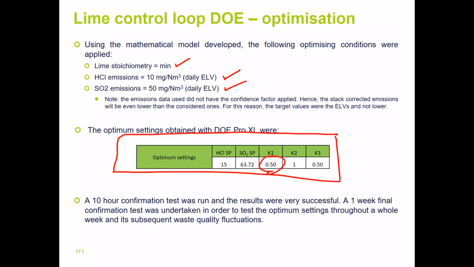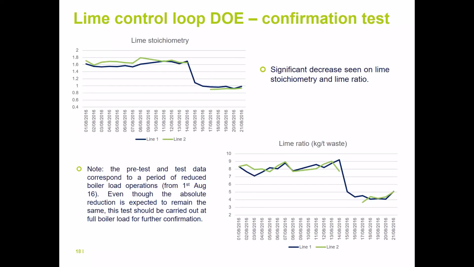And then what did they do? They did a 10-hour confirmation test to see how the process performed. And look what they achieved. Look where the stoichiometry's gone. It's gone from up here. I mean, it was up at 0.6, look. They were wasting 60% lime. They've got this thing now sitting dead on 1.